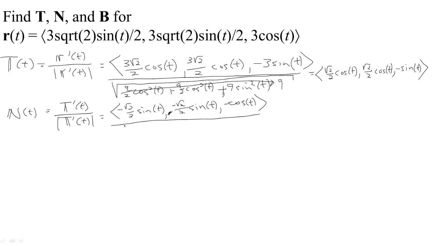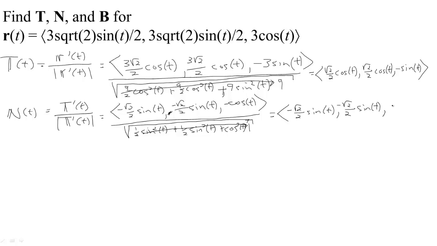And if we look at the length here, if you square root 2 over 2, you get a half, so we have 1/2 sine squared, and another 1/2 sine squared, and then a cosine squared. Now a half sine squared and another half sine squared make a whole sine squared, and a whole sine squared plus a cosine squared makes 1, and the square root of 1 is 1. So the length of T prime in this case actually was 1. So we get negative root 2 over 2 sine t, negative root 2 over 2 sine t, and negative cosine t for our unit normal.